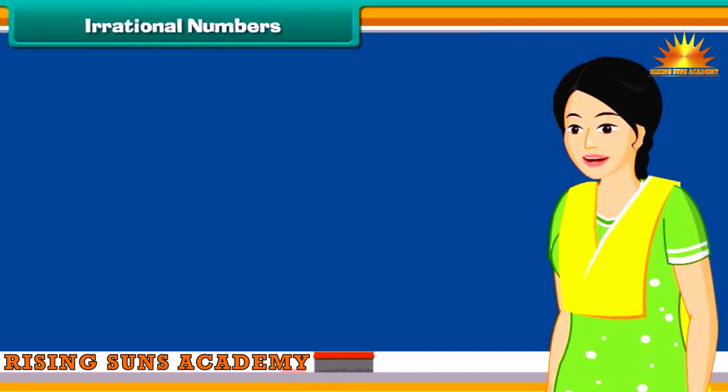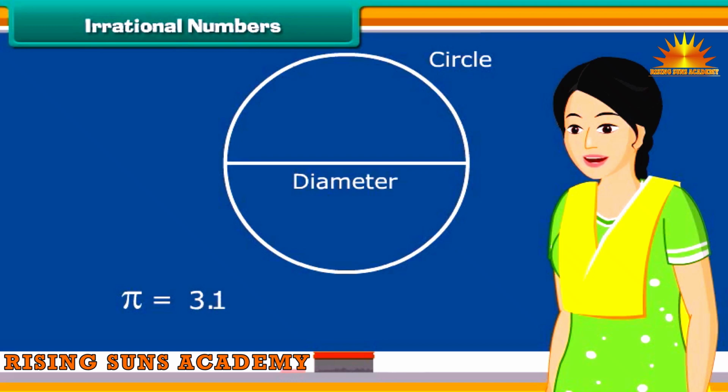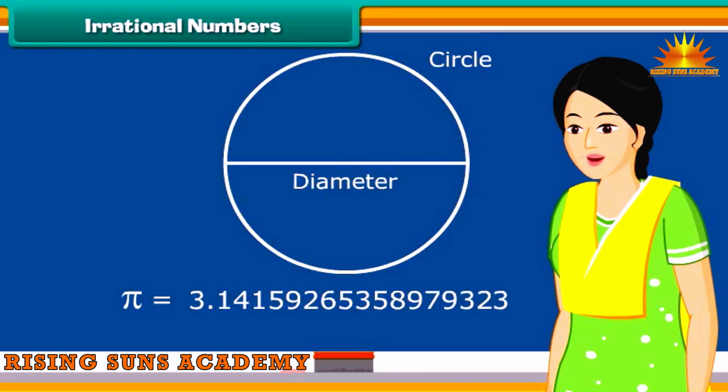Some decimals called irrational numbers don't end or repeat. A good example is pi, which is the ratio of the circumference of a circle to its diameter. It begins with the number 3.14159 and keeps going on with no particular pattern into infinity.